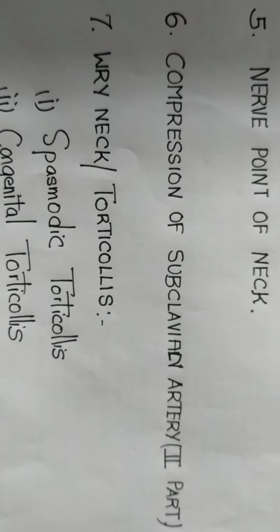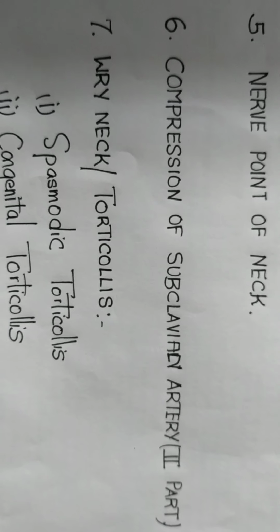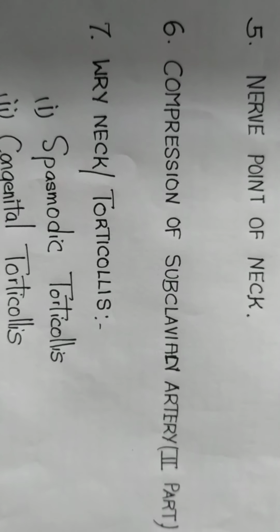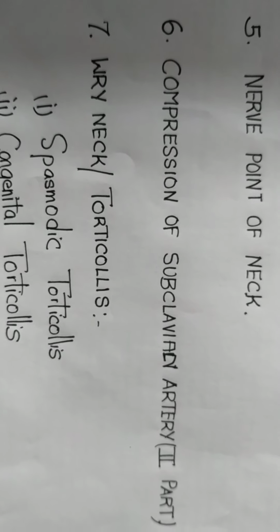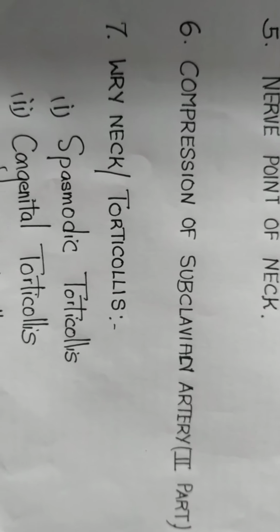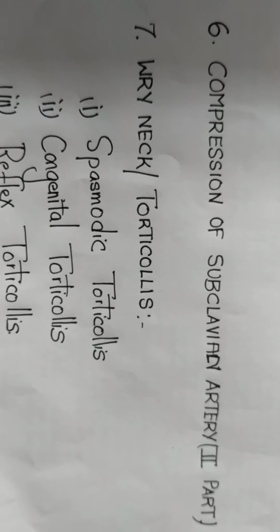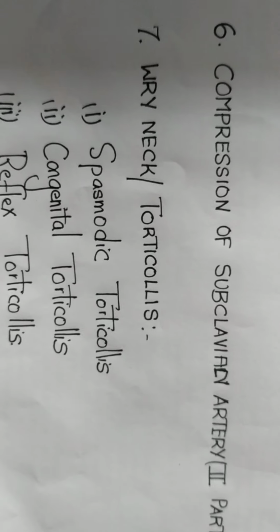Sixth applied anatomy, the second part of the subclavian artery may get compressed by the scalenus anterior muscle, resulting in decreased blood supply to the upper limb. If the muscle is divided, the effects are abolished.